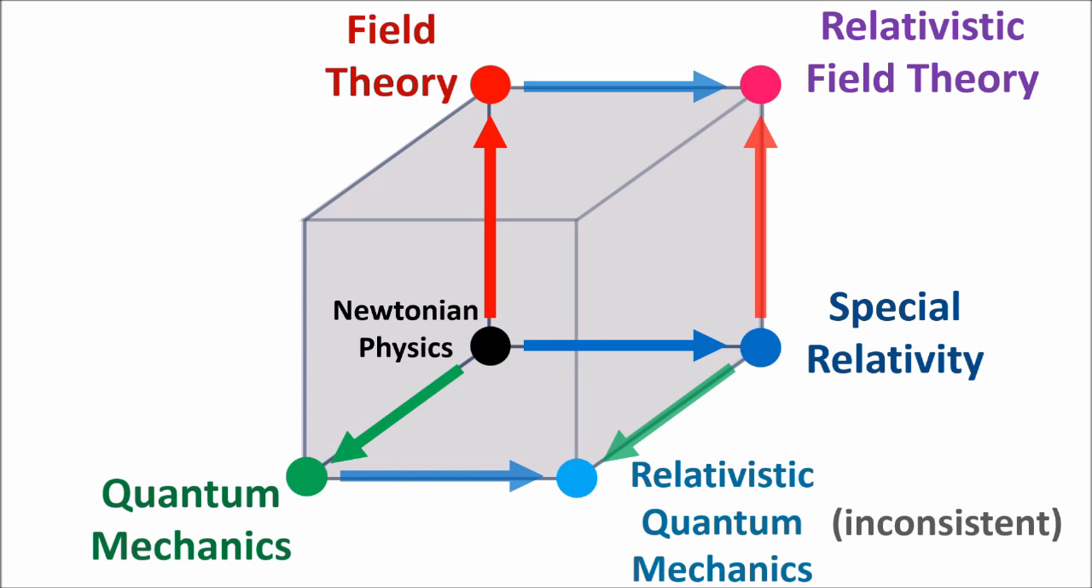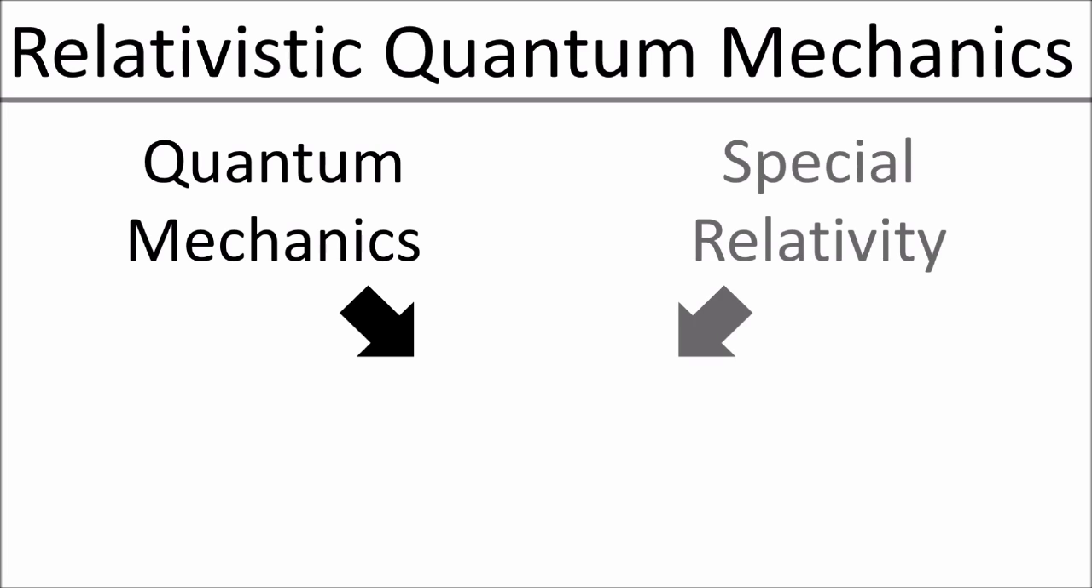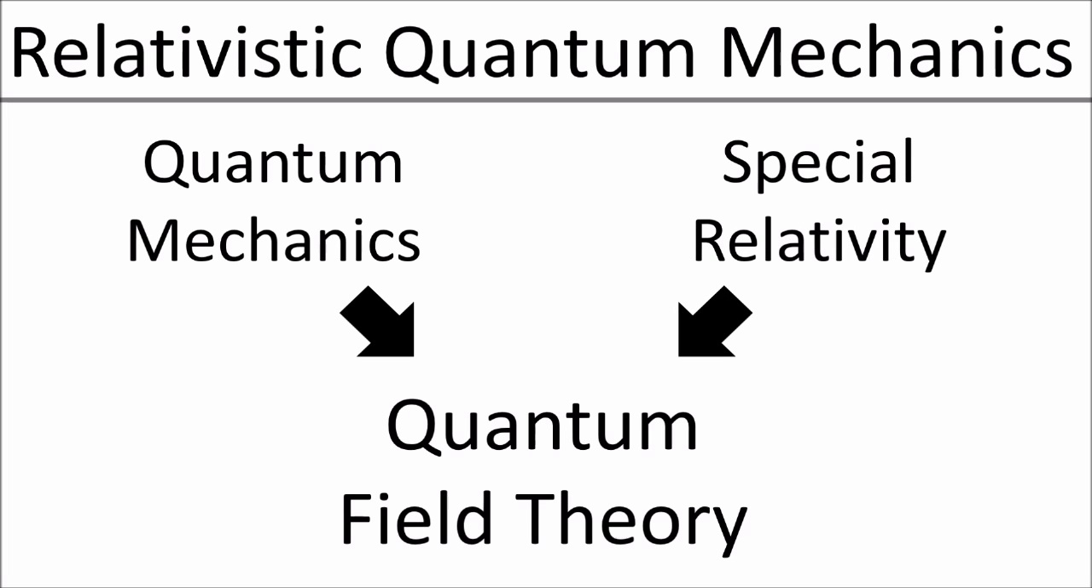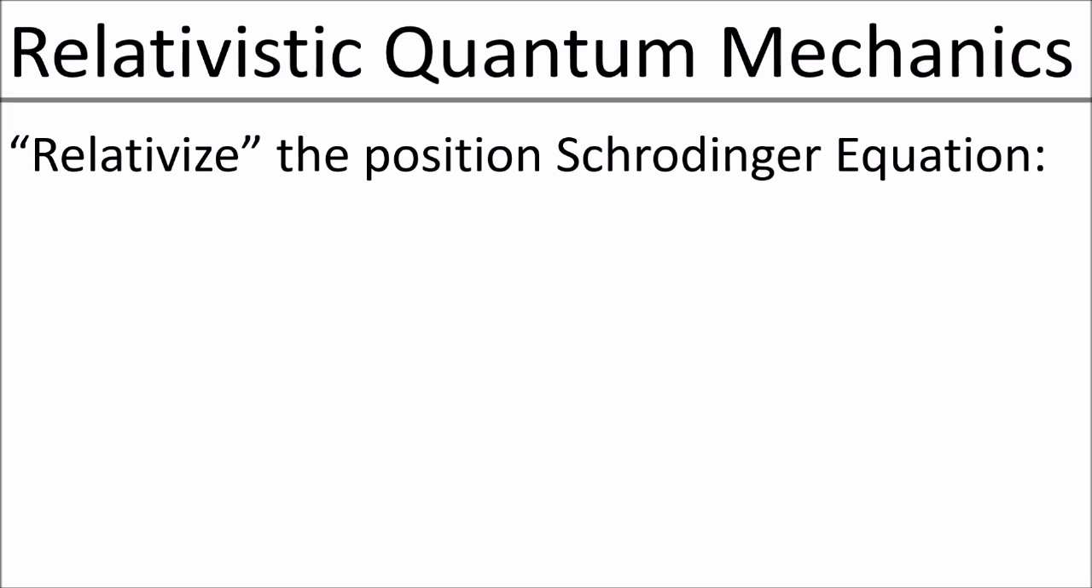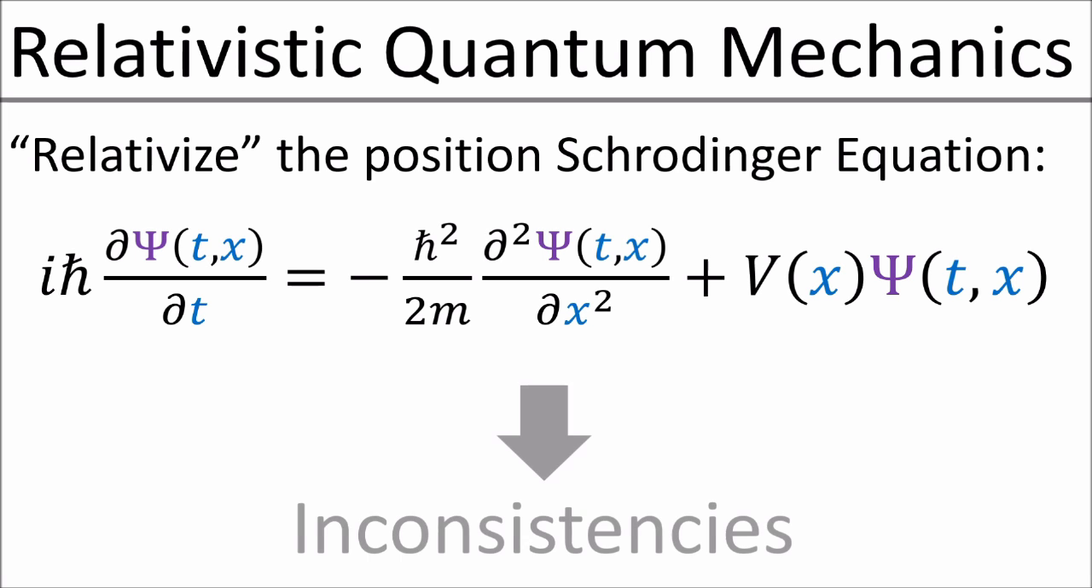Now let's look at relativistic quantum mechanics. The correct way to generalize quantum mechanics to include special relativity involves quantum fields. But historically speaking, physicists did not understand the need for quantum fields immediately. Instead, early attempts at combining quantum mechanics with special relativity focused on trying to make a relativistic version of the position Schrödinger equation. We're going to see that this leads to an inconsistent theory, but I'm going to go through it anyway for historical reasons.